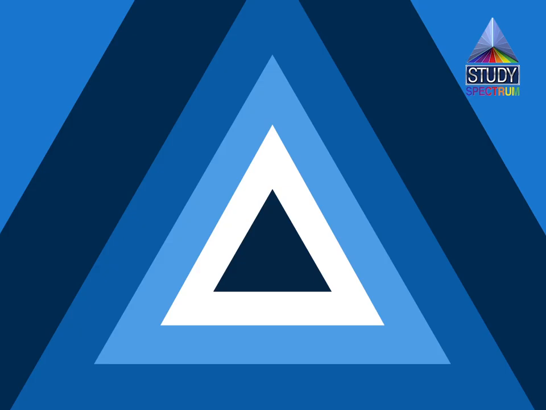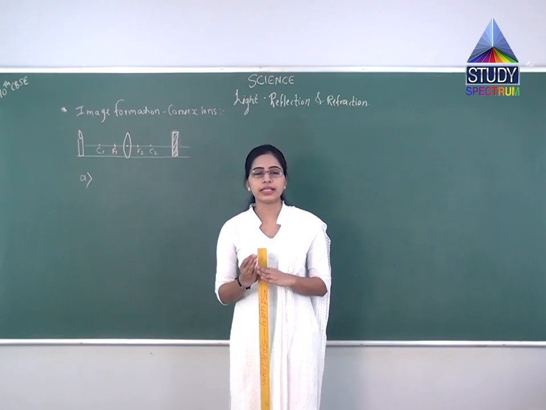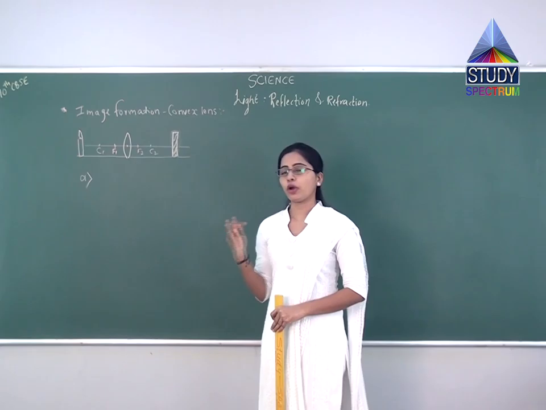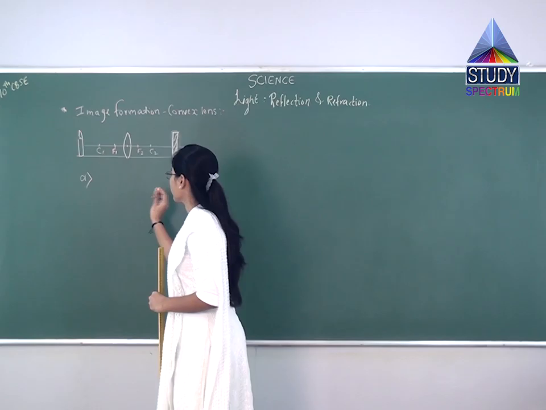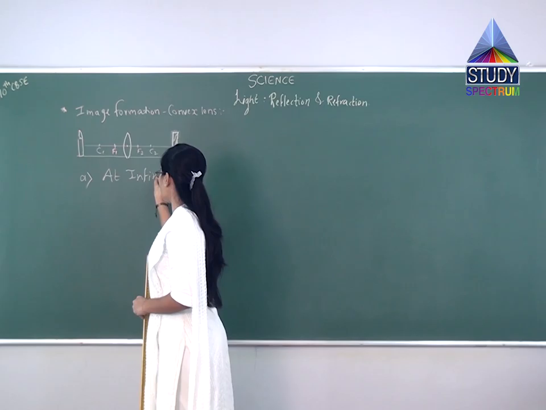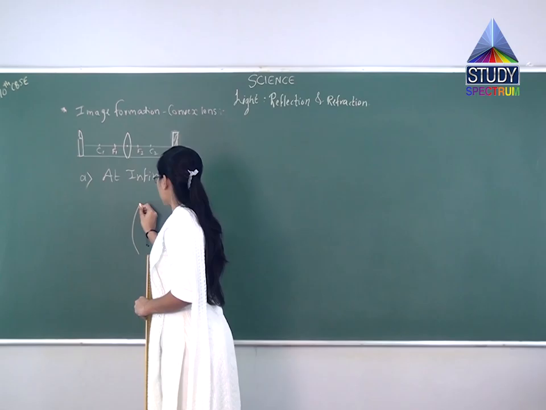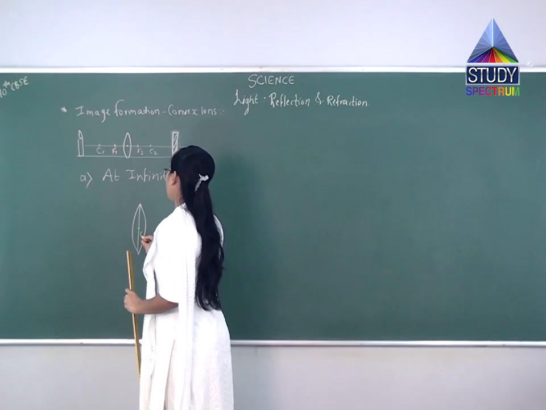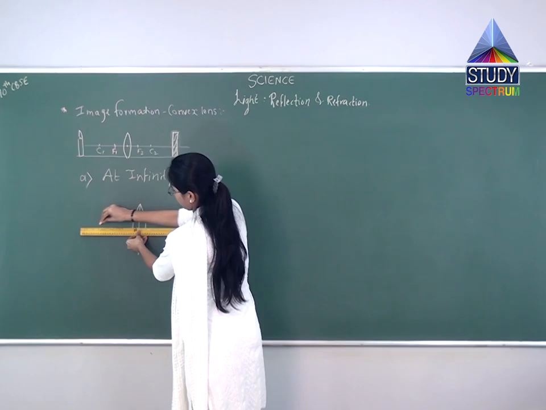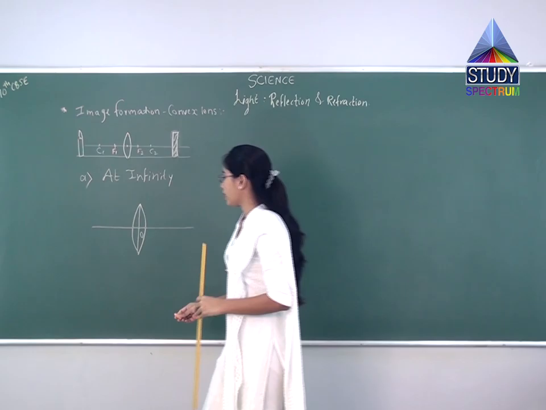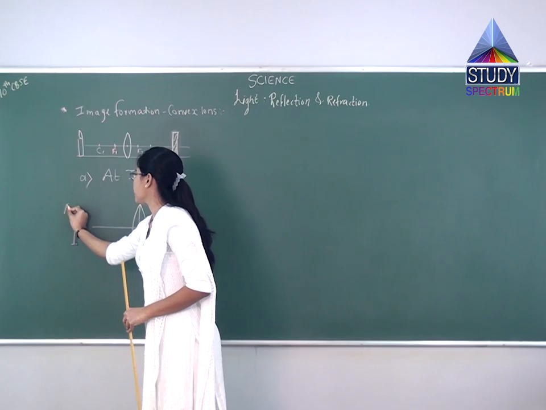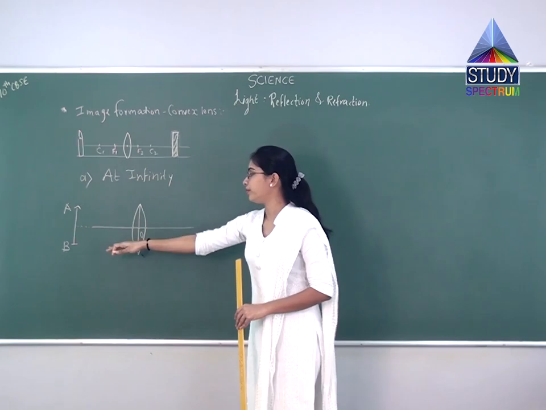In the first case, we form the image while positioning our object at infinity, meaning we are placing our object at infinity from the lens. This is the first case. Now, this is our convex lens with origin O. This is the principal axis. And far from the lens, suppose this is the object of which we have to obtain the image.